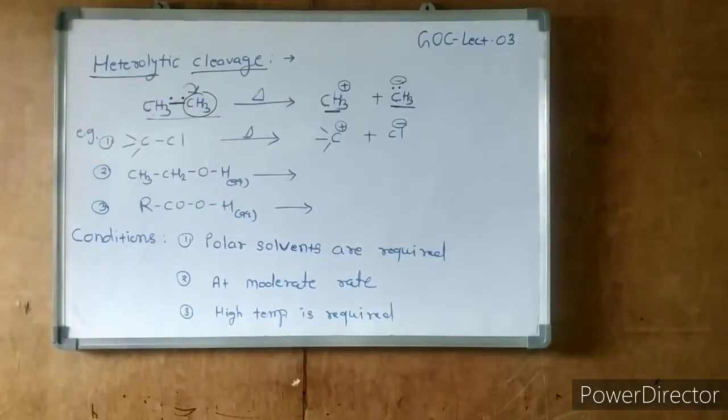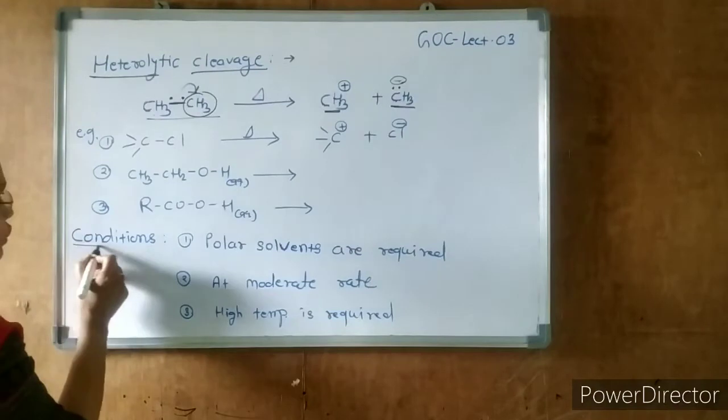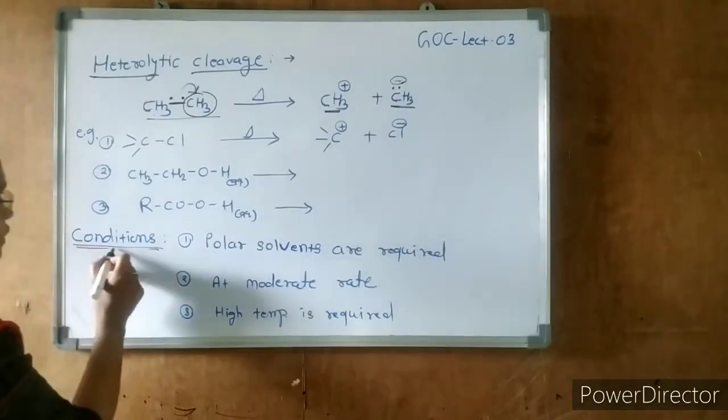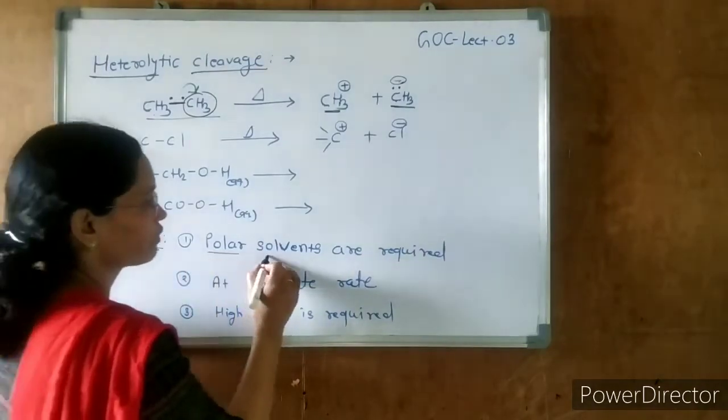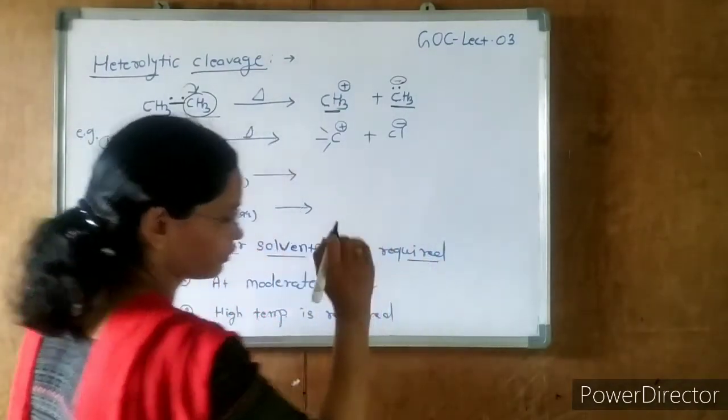Now let us try to understand what the conditions for heterolytic cleavage are. What are the conditions? The first condition is that polar solvents are required.